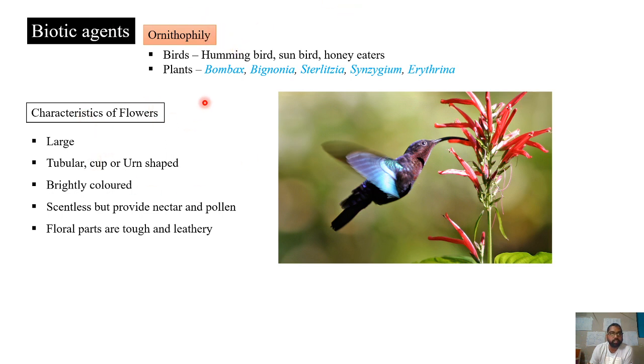Now coming to the characteristics of these flowers, like in the case of entomophily, here also they have to be larger to attract the birds, and tubular, cup or urn-shaped for access to the birds, brightly colored again to attract the birds. Usually scentless. Scents are not released. Instead, they'll provide the nectar and pollen because the birds will get attracted to the nectar and pollen as a part of their nutrition. Floral parts are tough and leathery. See, the flowers have to bear the impact of the large birds. So to overcome that problem, the floral parts have to be tough and leathery.